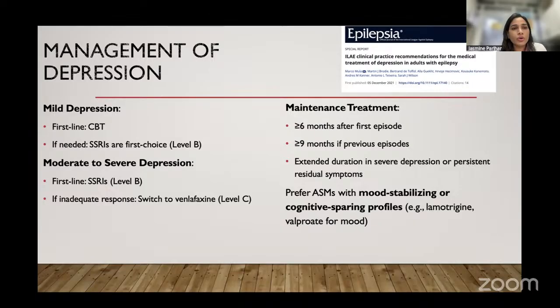Now, till how long should we consider the management of depression? After the first episode of depression, we may continue the treatment for more than or equal to 6 months. But if the patient has had depression previously and then we stopped the treatment, and this is the second time we are giving treatment for depression, then in this case, you have to consider the treatment for at least 9 months and maybe more, depending on the patient's severity of the symptoms or persistence of the residual symptoms. And preferably, when you choose the anti-seizure medicines in these patients, you're not going to choose levetiracetam, which is likely to exacerbate the depression. You choose the mood stabilizer or cognitive sparing profiles like lamotrigine or valproate or even carbamazepine.